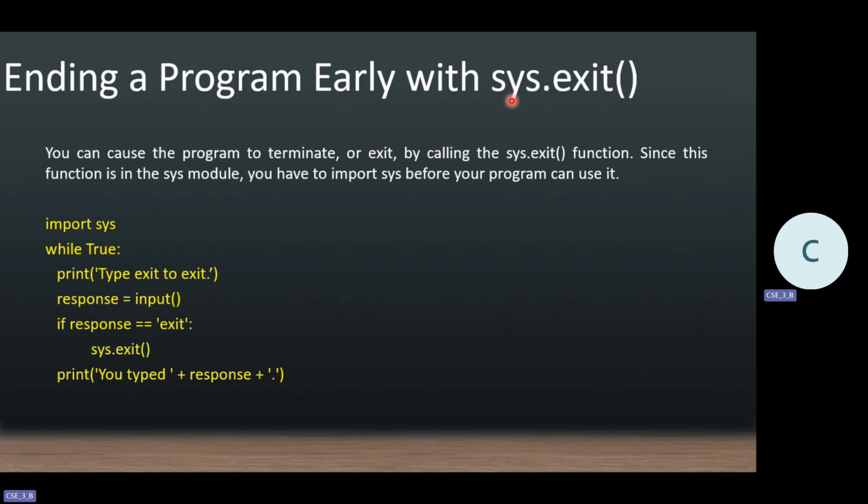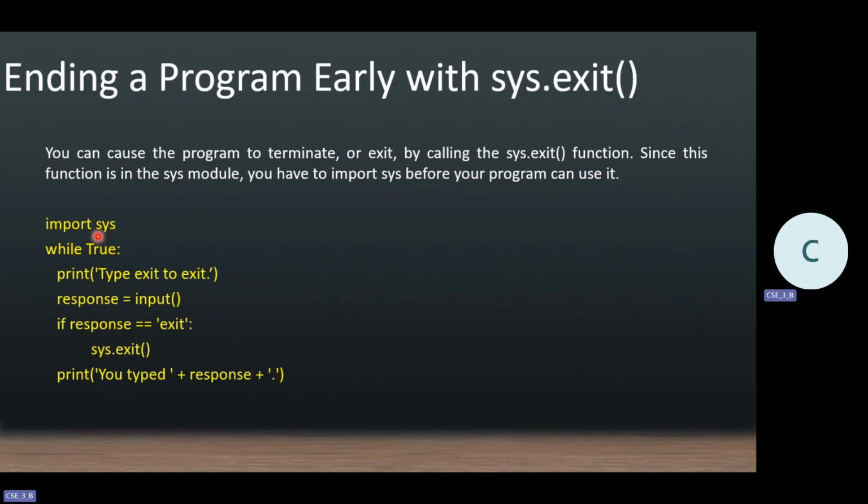In order to come out of the program, we use the exit function. You can cause the program to terminate or exit by calling the sys.exit function. Since this function is in the sys module, you have to import sys before your program can use it. So let us see how to use this.